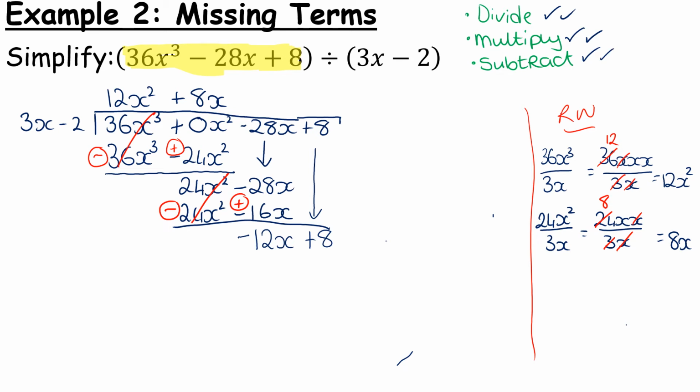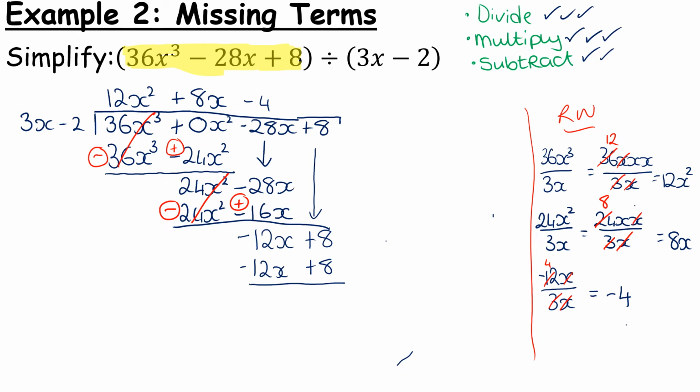So now I go back and do my divide. So I have my minus 12x divided by 3x. The x's cancel. 3 goes into 12 4 times, but be careful, there is a minus in front of that, so I get minus 4. So that's my divide done. Let's do my multiply. So minus 4 by 3x is minus 12x. Minus 4 by minus 2 is plus 8. So there's my multiply done.